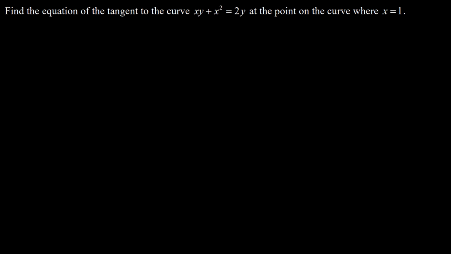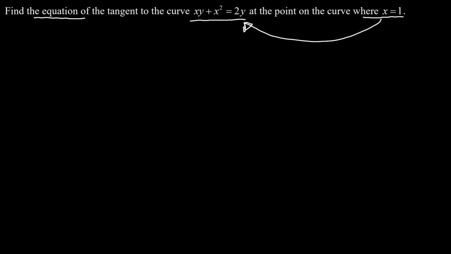We are going to show this question. It is written here: find the equation of the tangent to xy + x² = 2y at the point where x equals 1. So we need to find out the y value first. Let me put this x value in our main equation to get our y value.